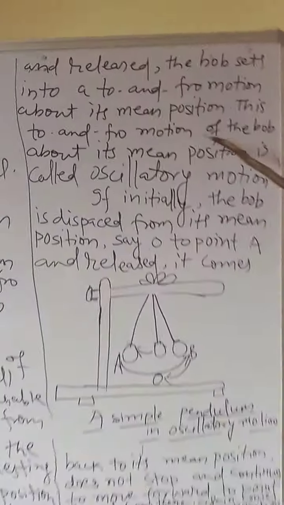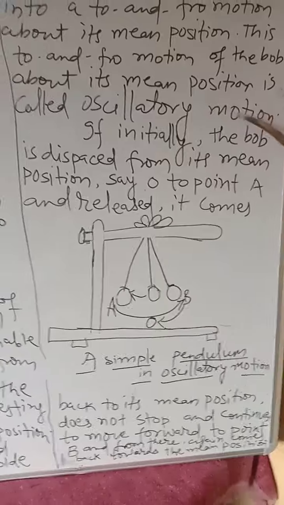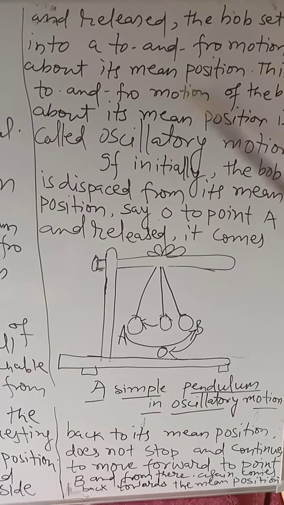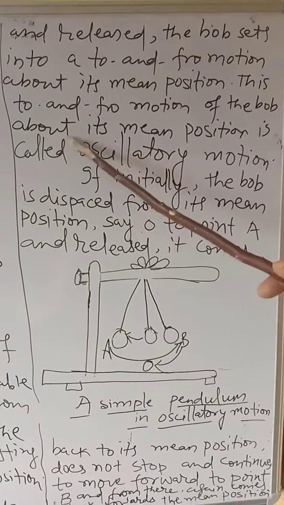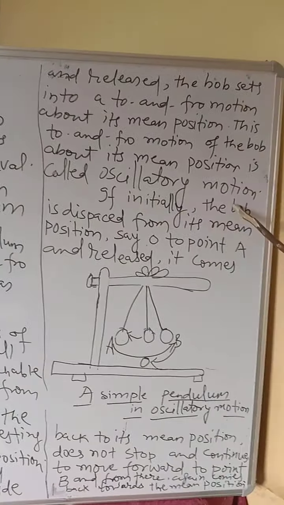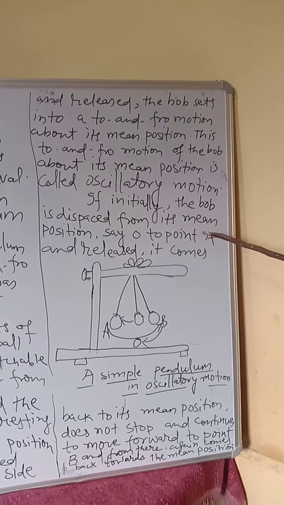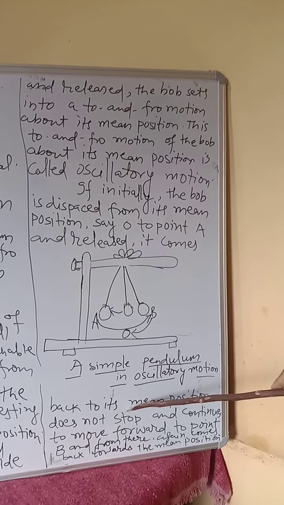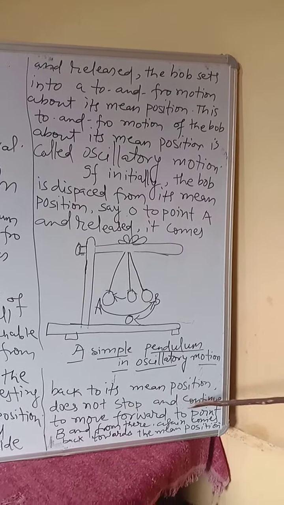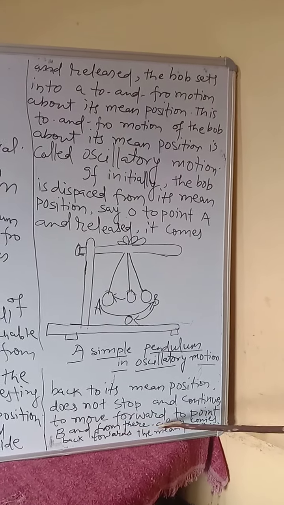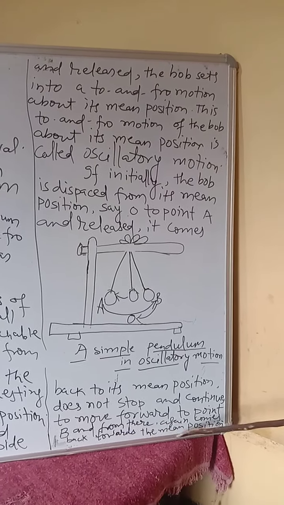This to and fro motion of the bob about its mean position is called oscillatory motion. So, what do we call oscillatory motion? The to and fro motion of the bob about its mean position is called oscillatory motion. If initially the bob is displaced from its mean position, say O, to point A, and released, it comes back to its mean position, does not stop and continues to move forward to point B, and from there again comes back toward the mean position.